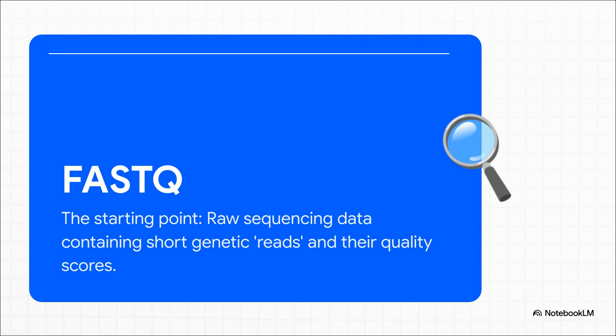So every journey has a starting point, and for us, it's something called a FASTQ file. The best way to think of this is like getting millions of tiny, shredded sentences that have been ripped out of that giant 3 billion letter book. This is the raw stuff, straight off the sequencing machine. And it doesn't just have the genetic reads, it also has these quality scores for every single letter, which is basically the machine telling us how confident it is about what it saw.